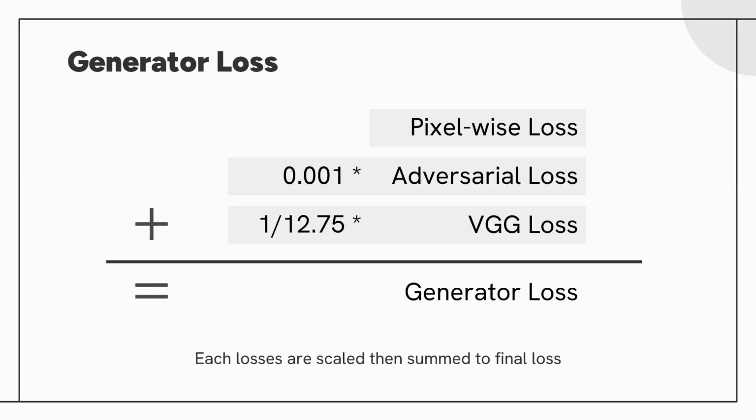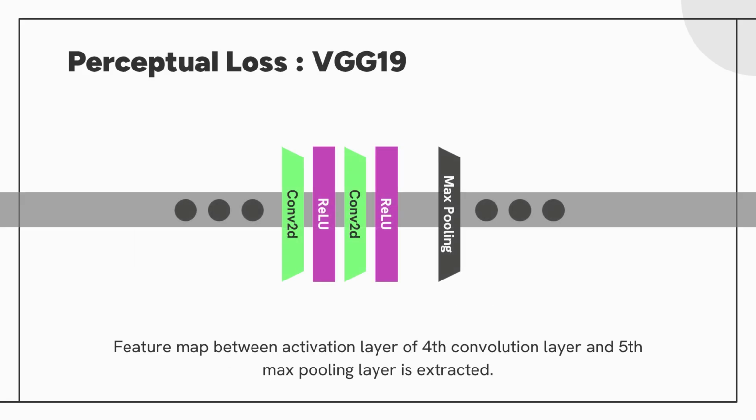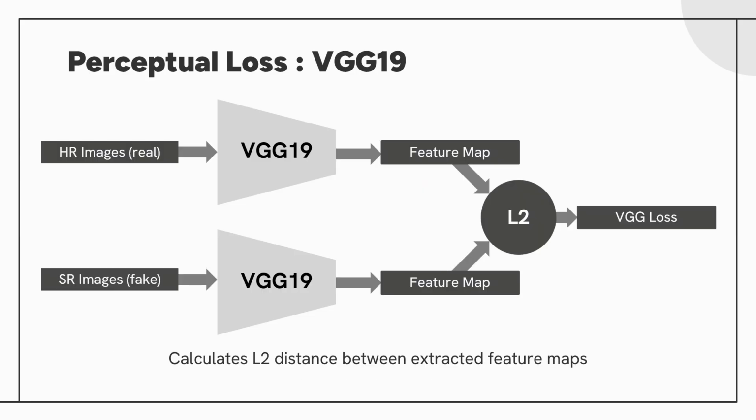And the key innovation lies in the perceptual loss function. SRGAN combines three loss components: adversarial loss from the discriminator, perceptual loss from VGG feature maps, and traditional MSE loss. The VGG perceptual loss extracts features from a specific intermediate layer of a pre-trained VGG network, measuring L2 distance between feature representations rather than raw pixels.